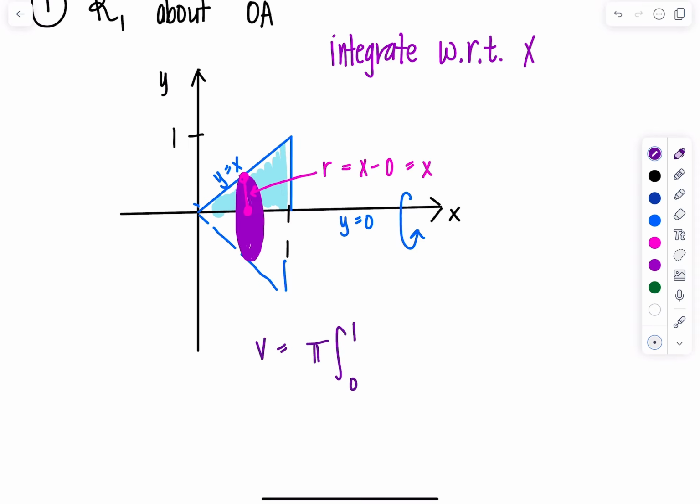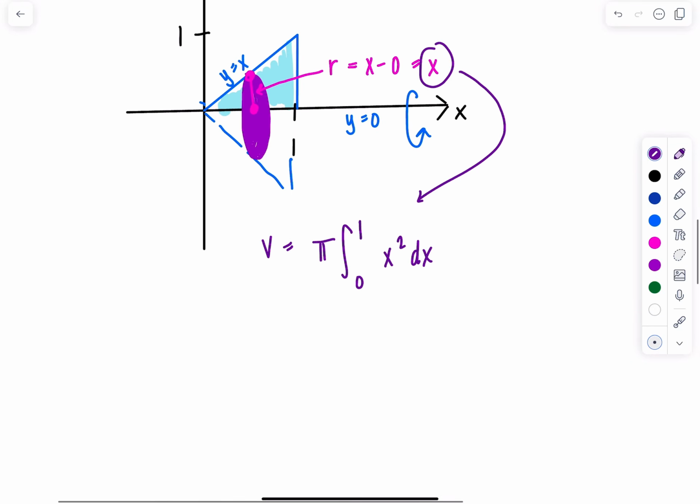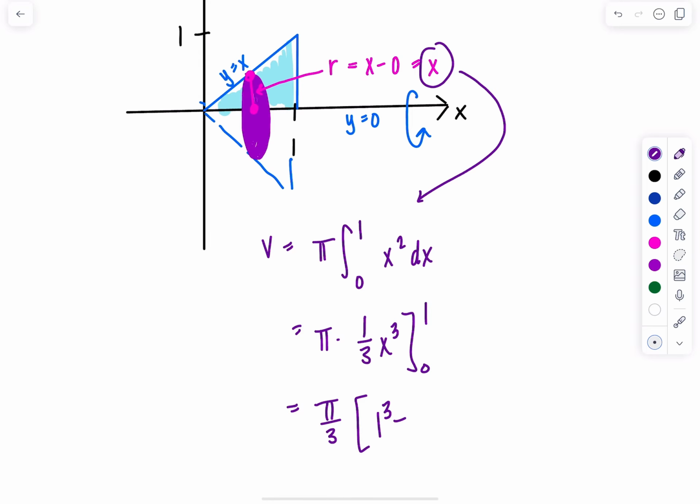And then you have the radius squared, which is going to be x squared dx. All right? And then anti-differentiating that, you have pi times 1/3 x cubed from 0 to 1. That's pi over 3 times 1 cubed minus 0 cubed. So that's just 1. So this is pi over 3. Okay, voila. Done with that one.